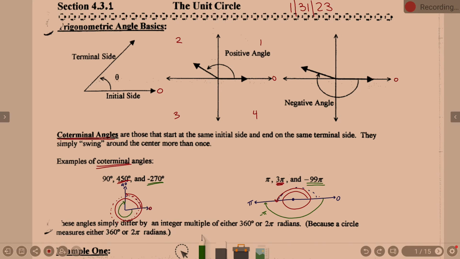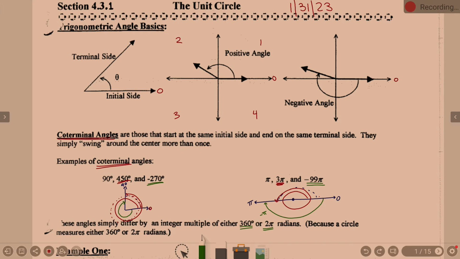You will notice down here, these angles simply differ by an integer multiple of either 360 degrees or 2 pi radians. And that's because the circle measures either 360 degrees or 2 pi radians. We've already made that connection, right? Okay, so when you're trying to find those coterminal angles, differences of 360 if we're talking degrees, or differences of 2 pi if we're talking radians.